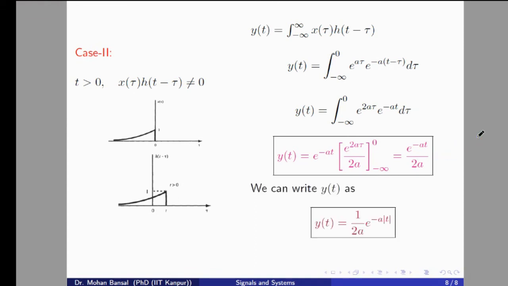Now we can write y(t) as 1 divided by 2a, e to the power minus a mod t, because the same kind of expression we are getting for t greater than 0 and for t less than 0.